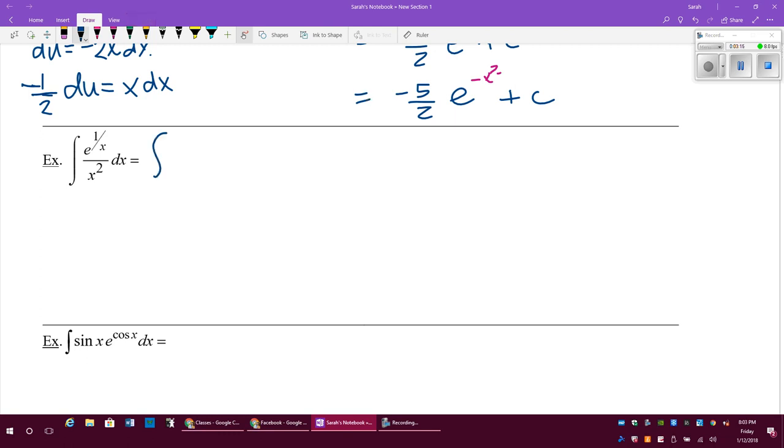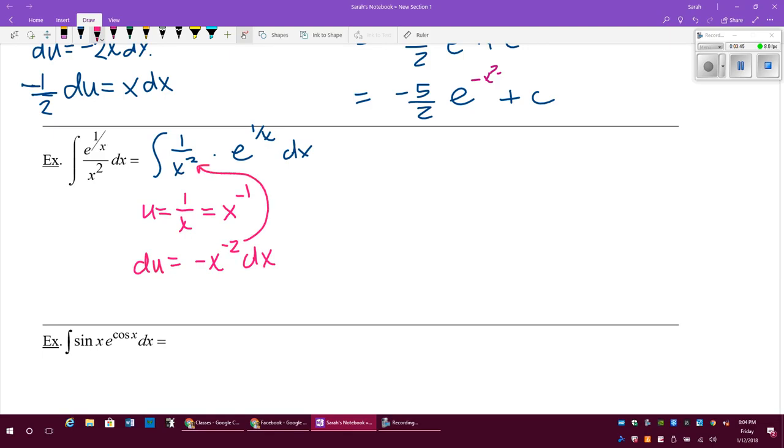So it might be worthwhile for you to kind of see this as 1 over x squared times e to the 1 over x dx, because then I think it becomes a little more obvious that u is going to be 1 over x. And you might want to think about that as x to the negative 1, which means that du is negative x to the negative 2 dx. Which is the same thing as what we have going on right here, except for the negative. So we're going to divide out the negative. And we're now able to take care of all of the pieces.